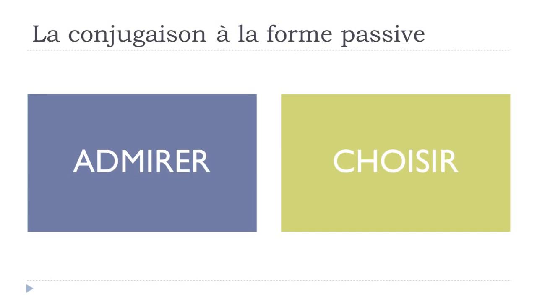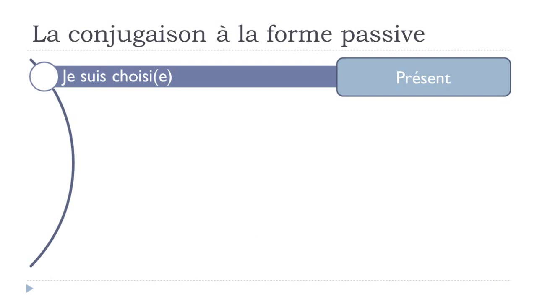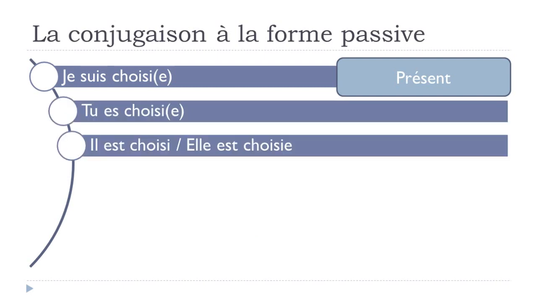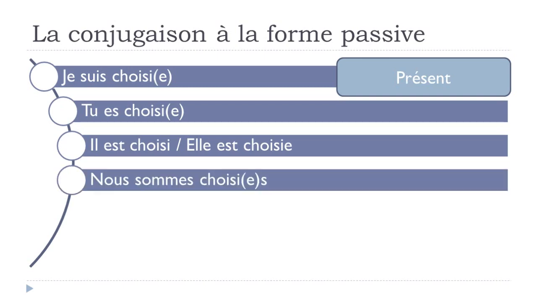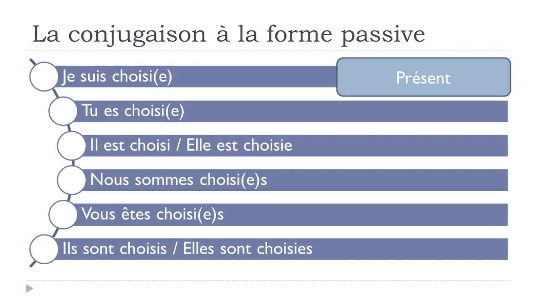So the second verb that I wanted to introduce was choisir, okay? So at the present form, it will go like je suis choisi, tu es choisi, il est choisi, elle est choisie, nous sommes choisis, vous êtes choisis, ils sont choisis, elles sont choisies.